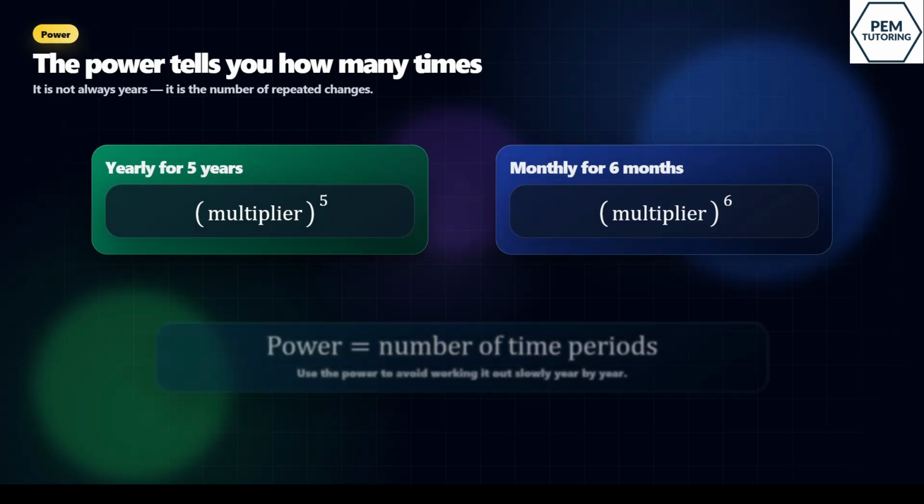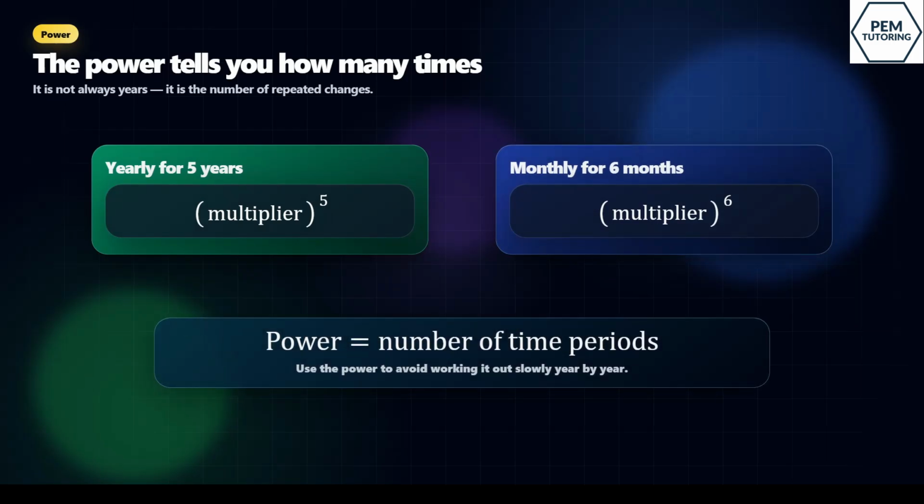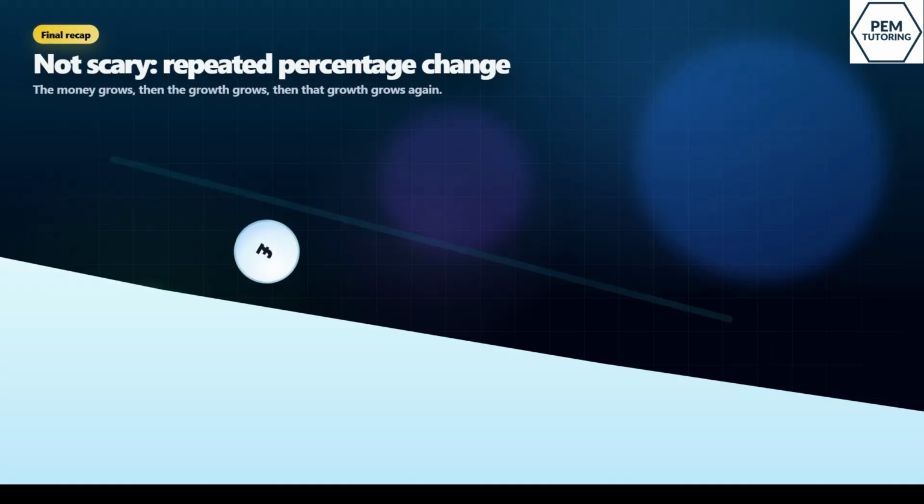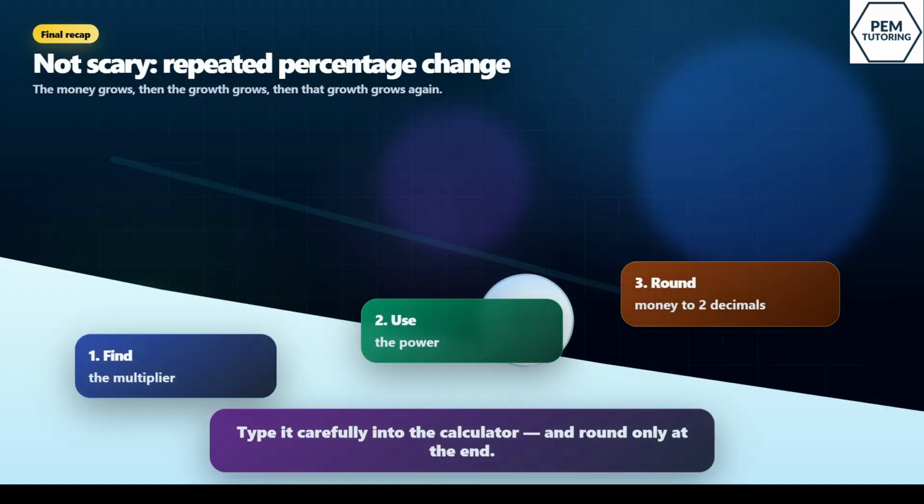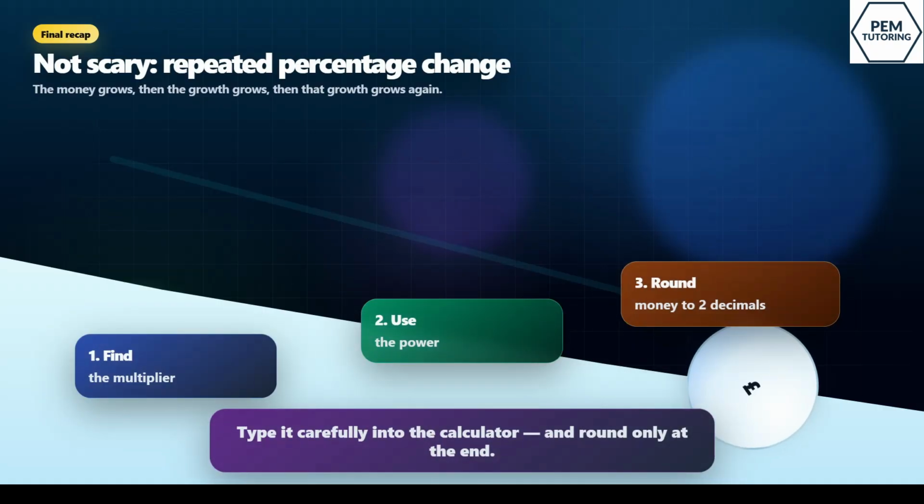So whenever you see a compound interest question, think of the story. The money grows, then the growth grows, then that growth grows again. Do not work it out slowly year by year unless you have to. Find the multiplier, use the power, type it carefully into the calculator, round money to 2 decimal places at the end, and that's compound interest. Not scary. Just repeated percentage change with a little snowball effect.